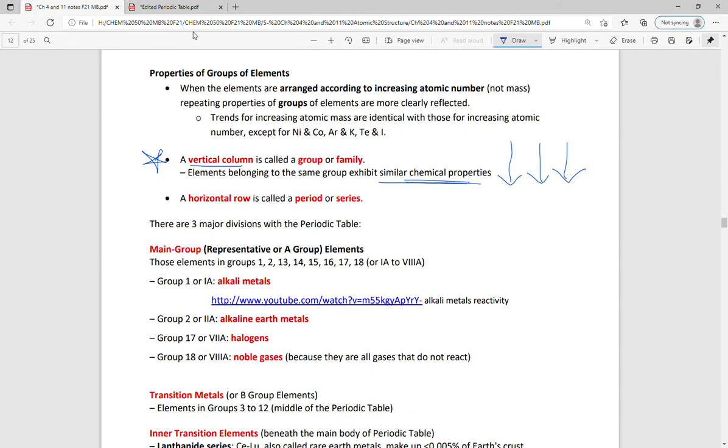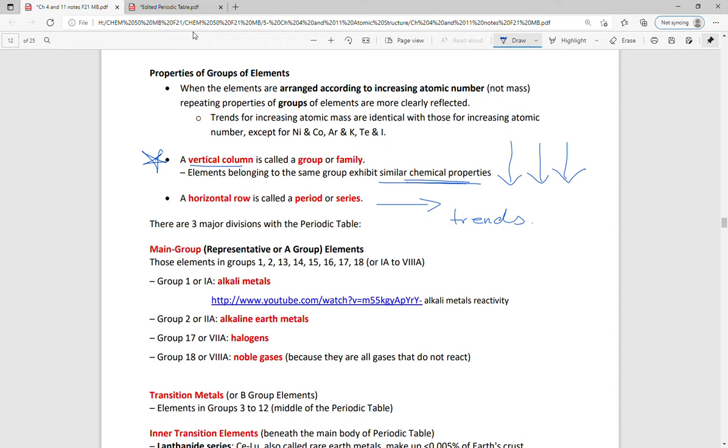The other thing that we could talk about is going across the periodic table. And we're going to talk about trends that go across the periodic table. And so those horizontal rows are called periods or series. And we'll talk about some of the key trends on there.